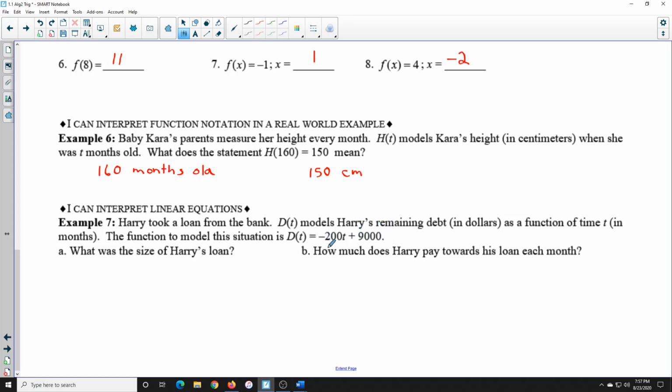So what that means, if you don't remember, if I were to plug in 0 months, so right at the beginning of the loan is 0 months. So if I plug in 0 for t, think about what happens. -200 times 0, that would be 0, plus 9,000. So right at the beginning, there's $9,000 in the account. Okay, so that's what his loan was. He borrowed $9,000.